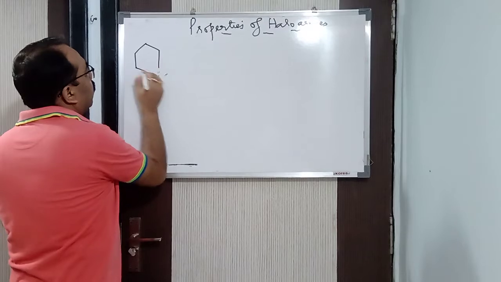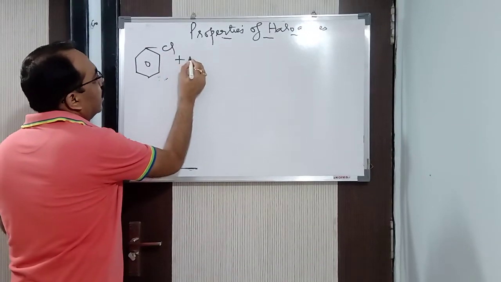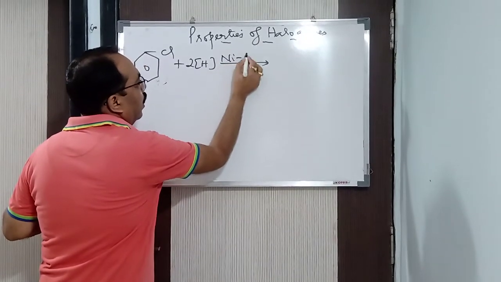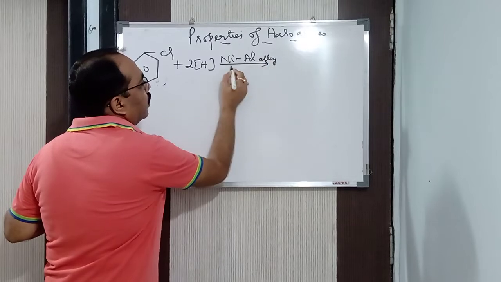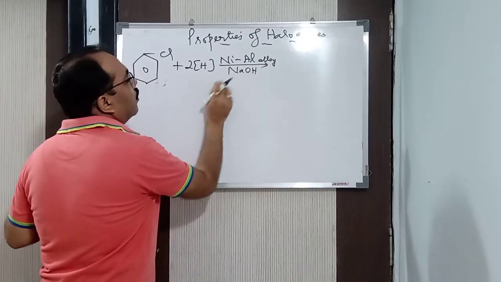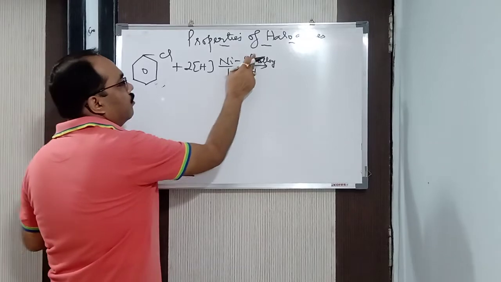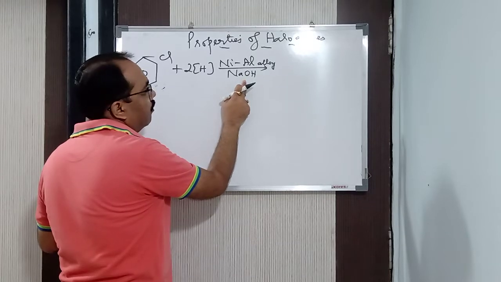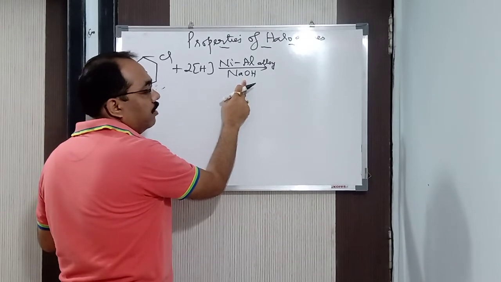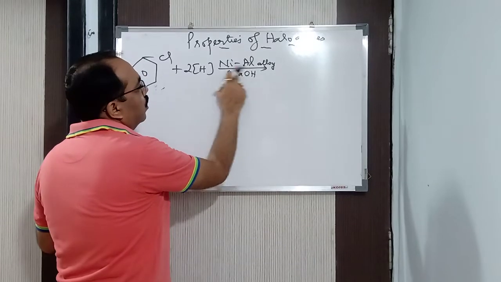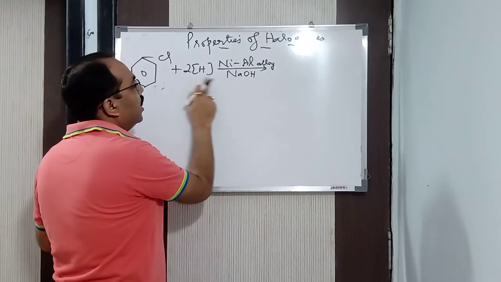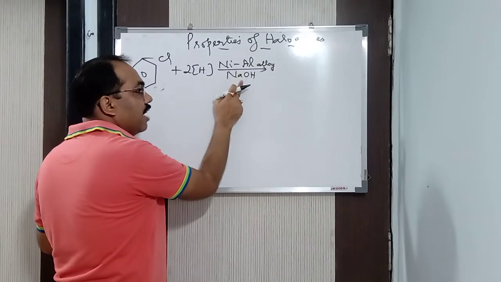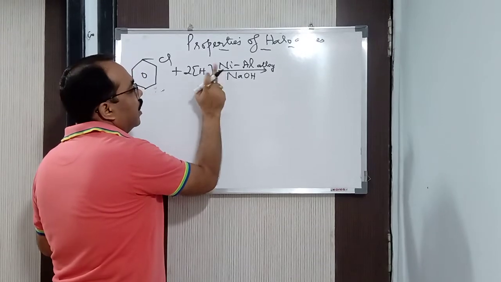So see here, chlorobenzene. When chlorobenzene reacts with nascent hydrogen, how will you get nascent hydrogen? You will take nickel aluminium alloy when it reacts with NaOH. Aluminium here is an amphoteric substance, so it will react with NaOH to form sodium aluminate or sodium metaaluminate, and hydrogen gas will be released, where nickel acts as a catalyst. So nickel aluminium alloy, when it reacts with NaOH, gives nascent hydrogen. Again I repeat, aluminium will react with NaOH because aluminium is amphoteric in nature, but nickel here acts as a catalyst.